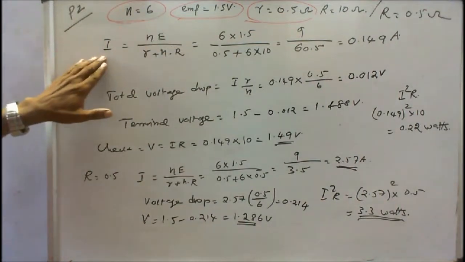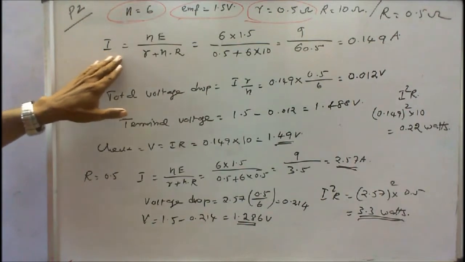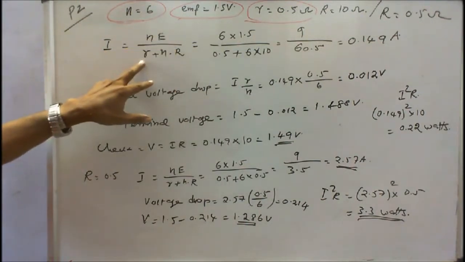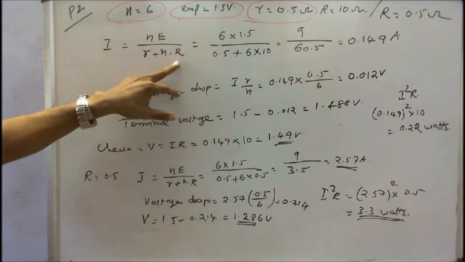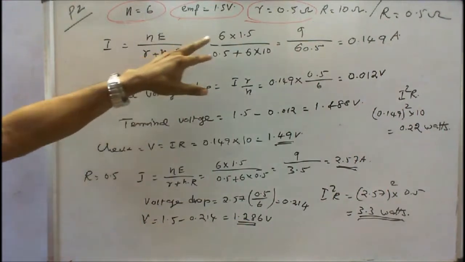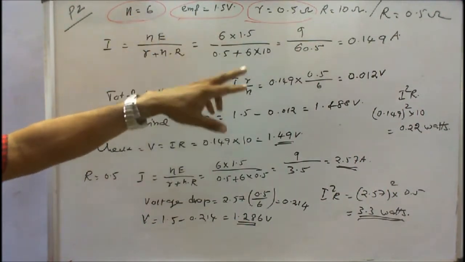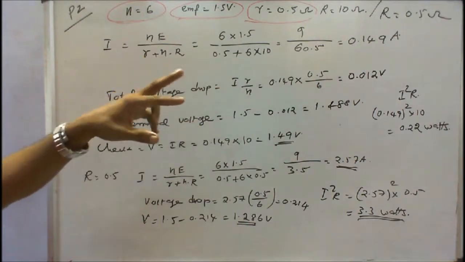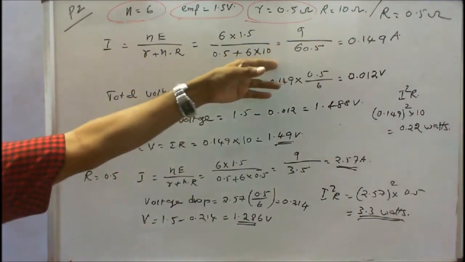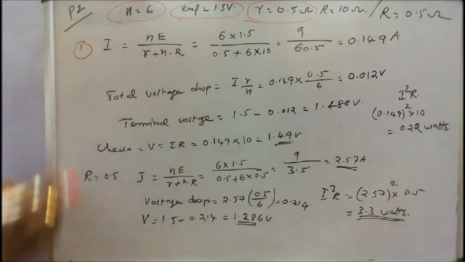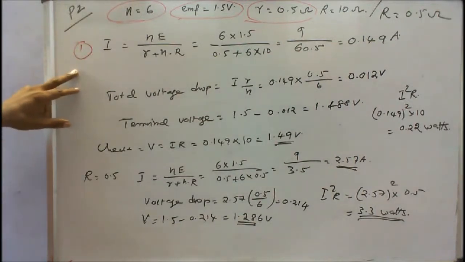First I calculate the current I. I is equal to N into E divided by (small r plus N into capital R). It's the formula we have already derived. Simply substituting in the formula, I find the current is equal to 0.149 amps. This is step 1, the answer to question 1: 0.149.